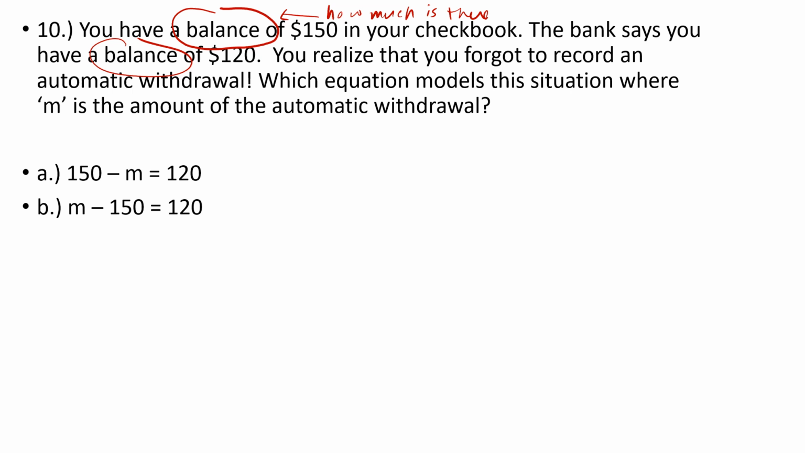Which equation models this situation where M is the amount of the automatic withdrawal? So this is the amount you have. You have this much. This is the unknown withdrawal. And this is what the bank says you have. If you take the amount that you have and you subtract from it the amount of the withdrawal, then it should match what the bank has.